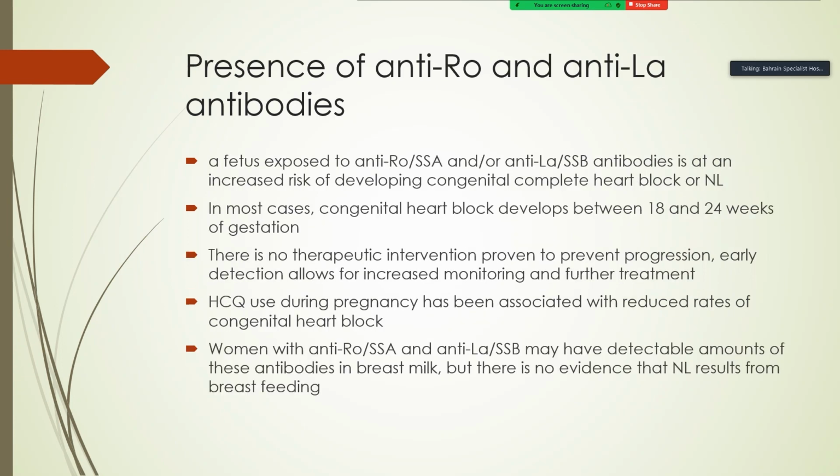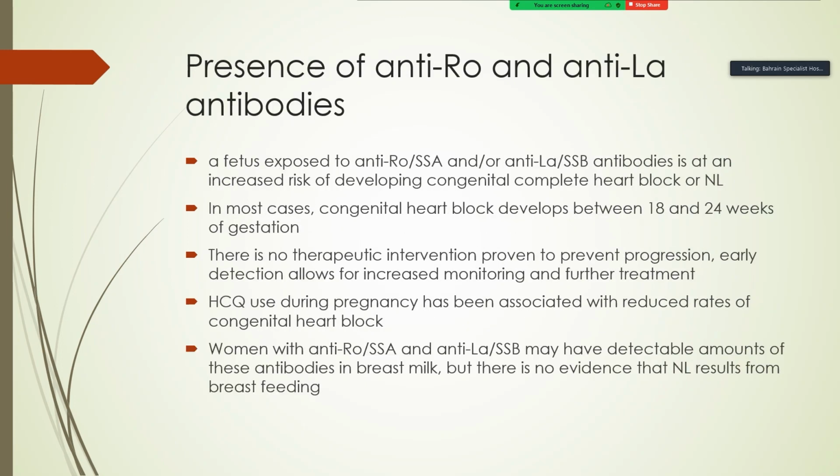Presence of anti-Ro and anti-La antibodies usually increases the risk of developing congenital complete heart block in the neonate, or the risk of neonatal lupus in the fetus. So the monitoring should be started from 18 to 24 weeks for detection of any congenital heart abnormality or any heart block. And actually, there is no proper therapeutic intervention to prevent, delay, or treat the heart block in the uterus. But usually steroids are given if we detect first or second degree heart block. But as I stated before, hydroxychloroquine decreases the risk of developing heart blocks in women who have anti-Ro and anti-La antibodies.